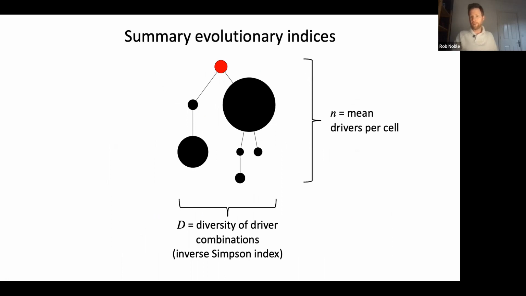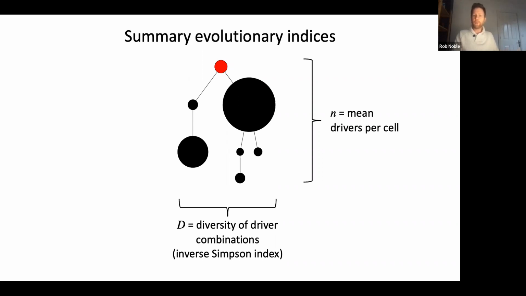So I developed these indices, which are pretty common sense indices. One of them is just the diversity of driver combinations. This is just an ecological measure of diversity. Effectively, it's the number of nodes on the tree, but these are weighted by their frequency. So if you had d equally sized nodes, then the value of this diversity would be d. So it's the effective number of nodes, is one way of looking at it. This is the Simpson index.